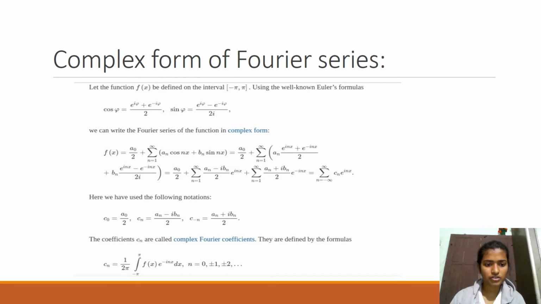C naught is equal to a naught by 2, Cn is equal to an minus i bn by 2, and C minus n is equal to an plus i bn by 2. The coefficients Cn are called complex Fourier coefficients. They are defined by the formula Cn is equal to 1 by 2 pi integral of f(x) e to the power minus inx dx, with integration from minus pi to pi, and here n can take the values 0, plus minus 1, plus minus 2 and so on.